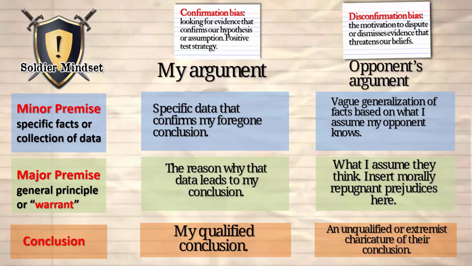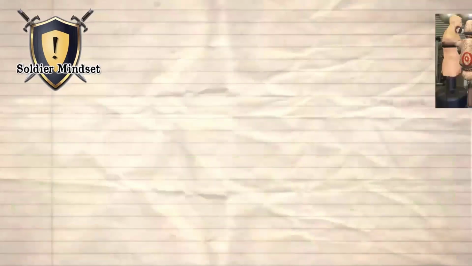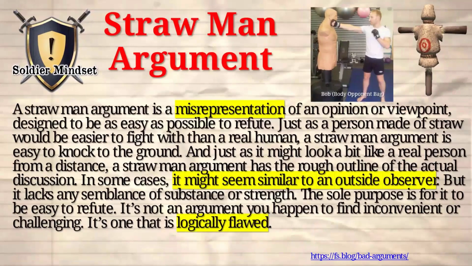And that strategy, misrepresenting the other side, is what we're going to call a straw man argument. This is defined, and all this text comes straight from Shane Parrish's Farnam Street blog, in the Bad Arguments and How to Avoid Them article. Parrish defines it this way: a straw man argument is a misrepresentation of an opinion or viewpoint that's designed to be as easy as possible to refute, just like a person made of straw would be easier to fight with than a real human. Now, the early straw man this is referring to came from archery targets. So imagine you're learning to shoot a bow and arrow. This is back in the Middle Ages when, let's say, you're Britain and you're about to go to war with France, and France has a lot more money.